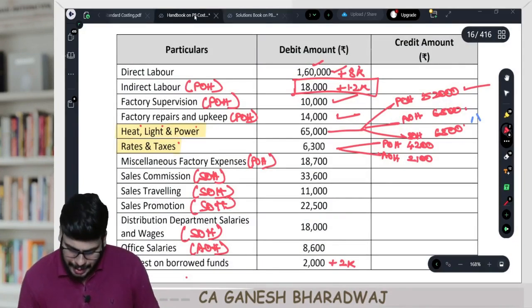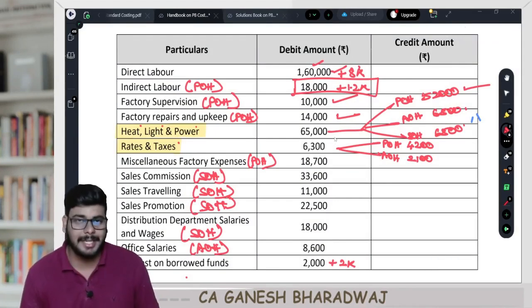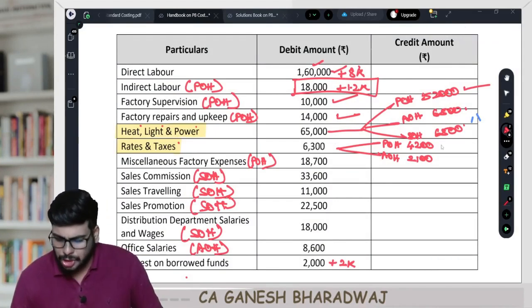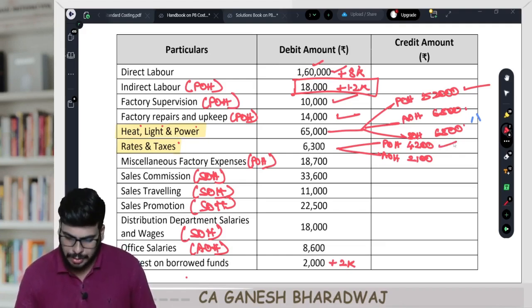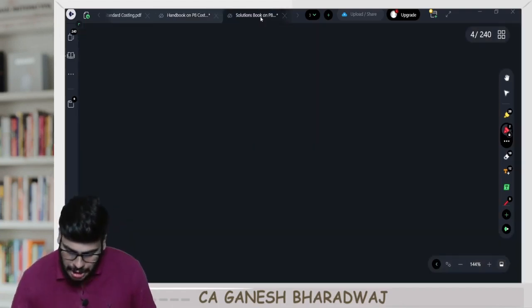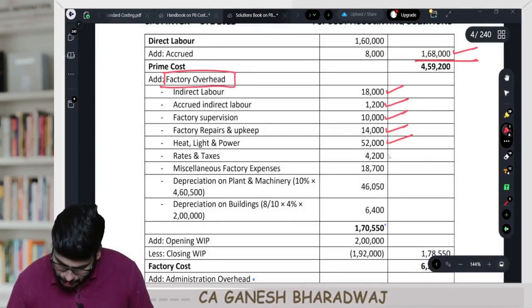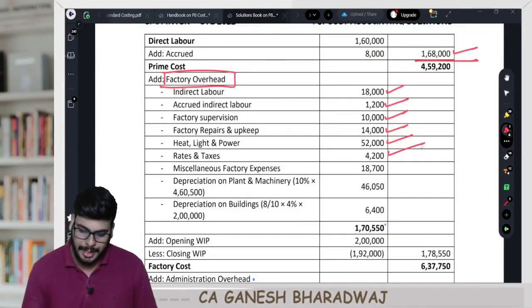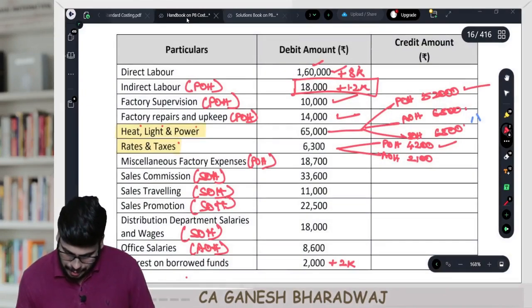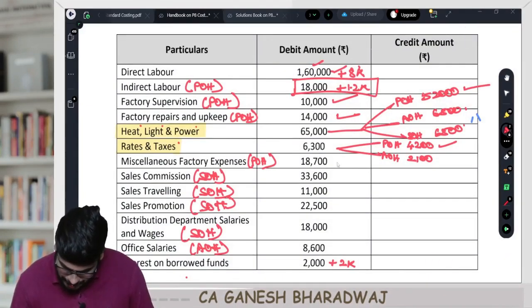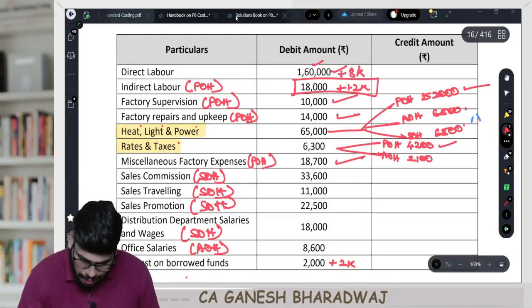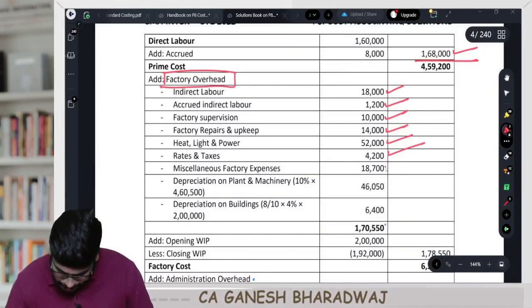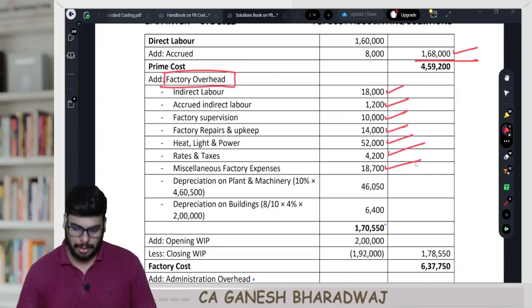That's all. Next, rent and rates and taxes. It's a common rates and taxes. So out of this, how much? 2/3 of 6,300, which is 4,200, is attributable to my POH. So just add this figure here. So it's going to be 4,200, right? Then what other expense is here? You've got miscellaneous factory expense to the tune of 18,700. So that also can be added here, 18,700. Are you clear with this, guys?